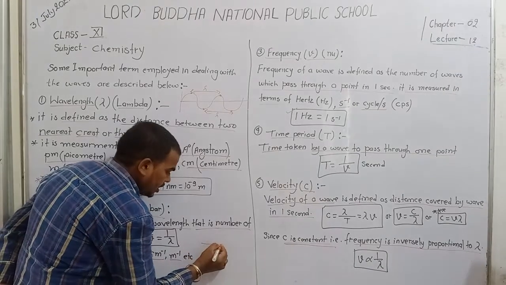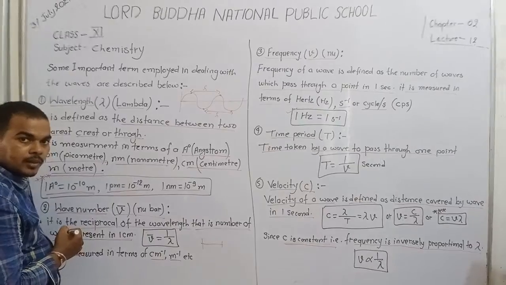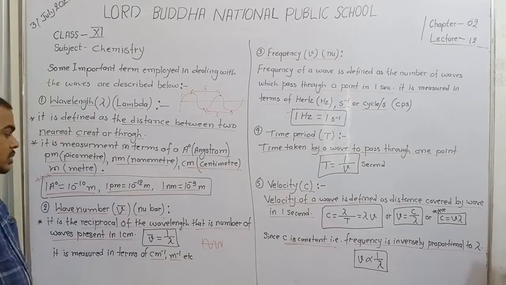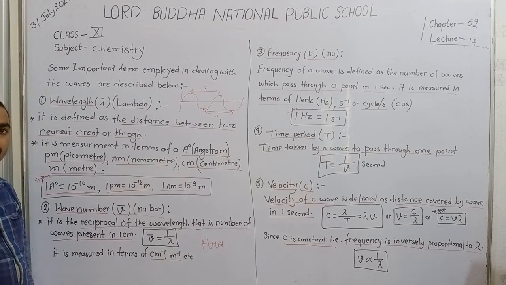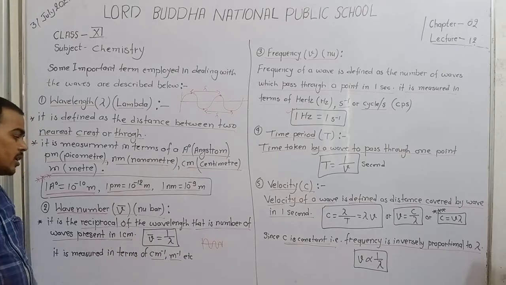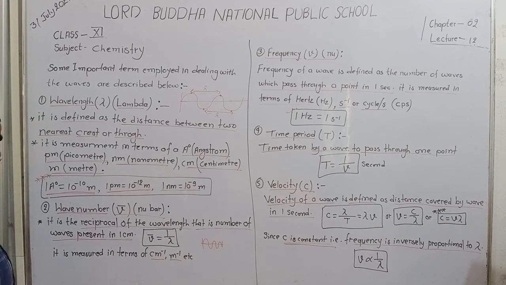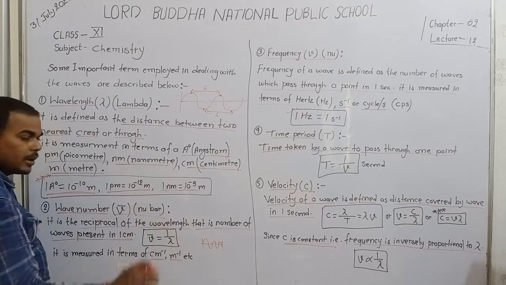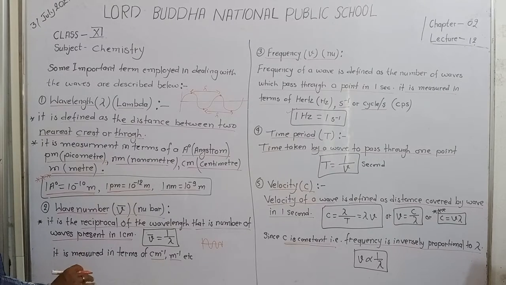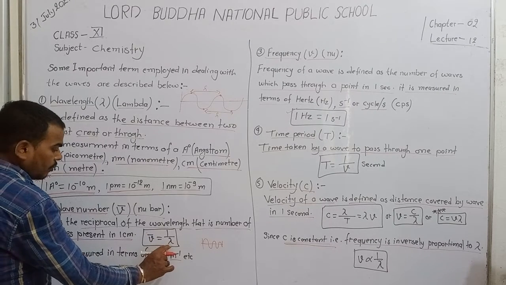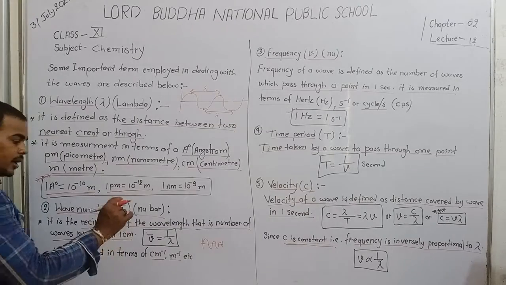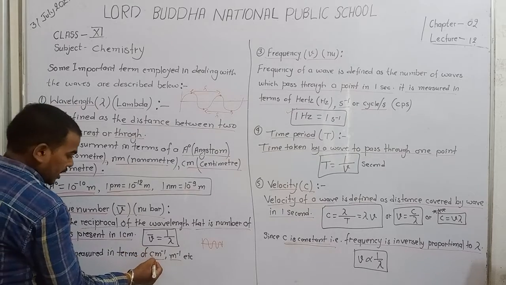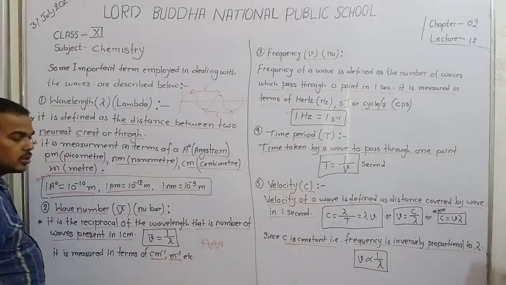Suppose this line is a 1 centimeter line. So the number of waves present in this line is known as the wave number. The number of waves present in 1 centimeter is known as wave number. The formula for calculating wave number is 1 by lambda. Here wave number is the reciprocal of wavelength, so its unit is also the reciprocal of the unit of length, like centimeter inverse, meter inverse, etc.